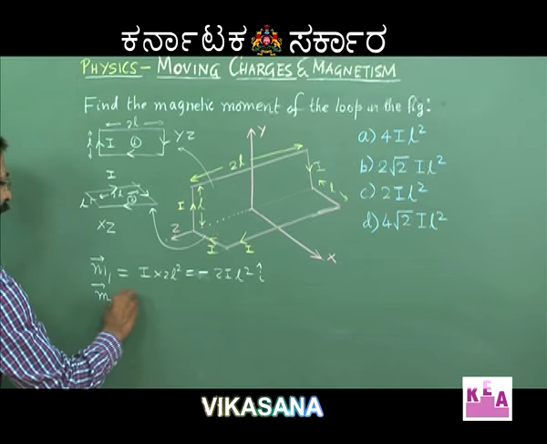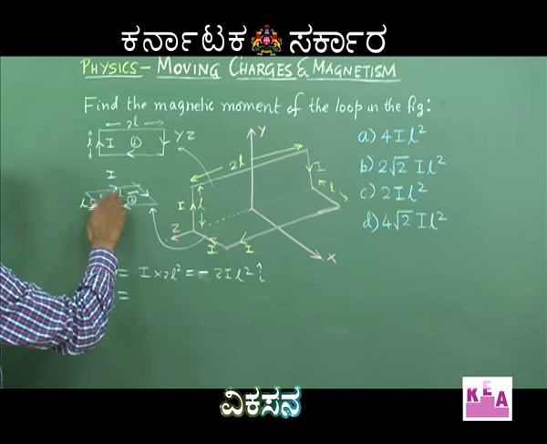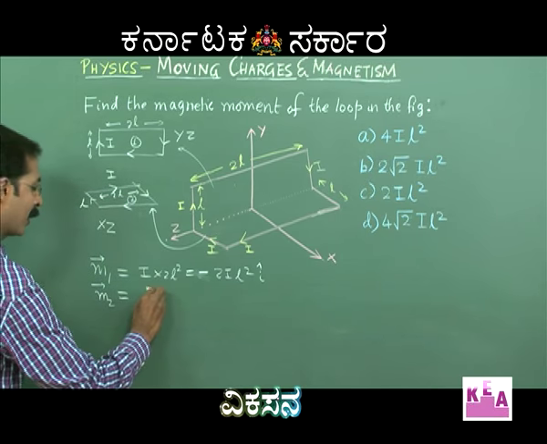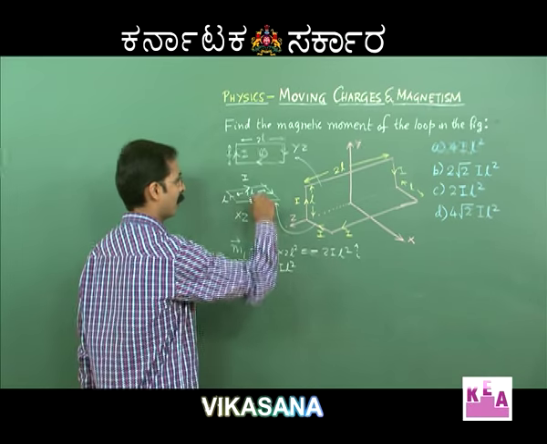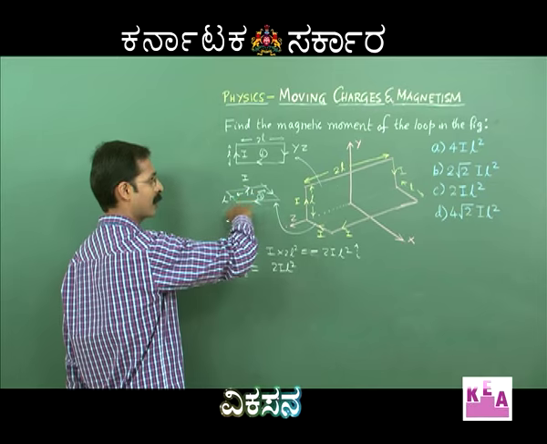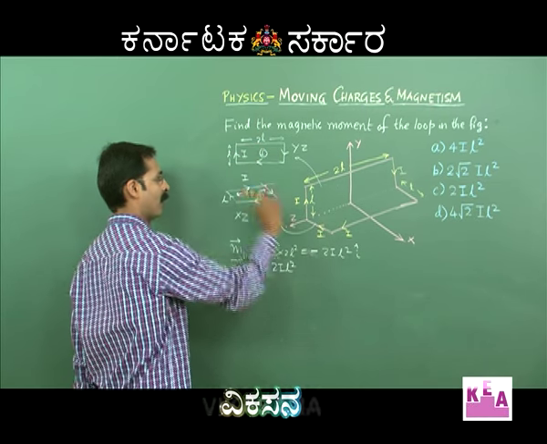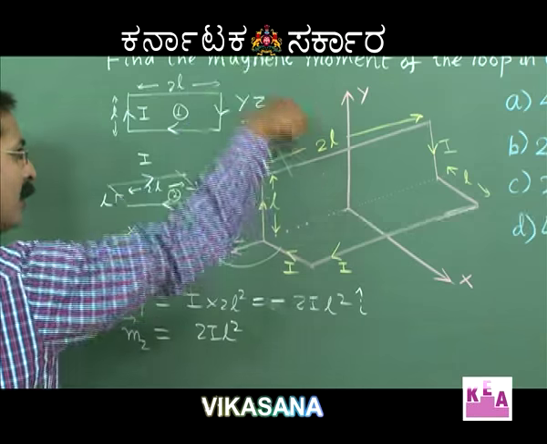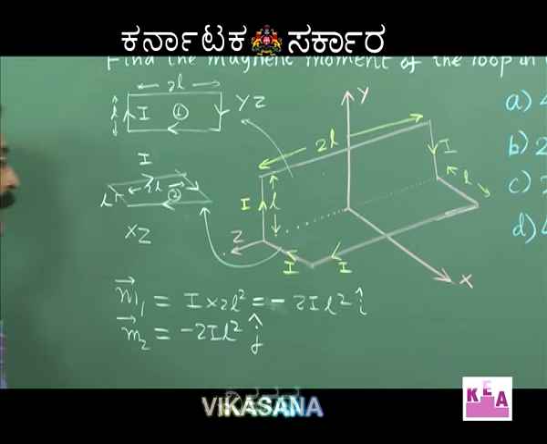Magnetic moment of second part, this one is exactly same because length is same, current is same. Therefore, by magnitude it is 2IL square again, but the direction is clockwise again. Therefore, the magnetic moment would be pointing into the board, but upward is y axis, therefore downward is minus y axis, therefore this becomes minus j cap.